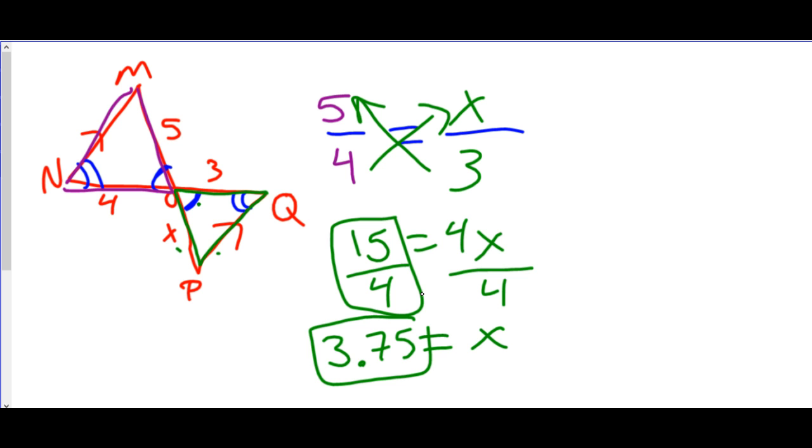So we can also set up our proportions to solve for values of x, just keeping in mind that we have to set up our proportions in the same order. So that concludes our discussion on proving triangles similar.